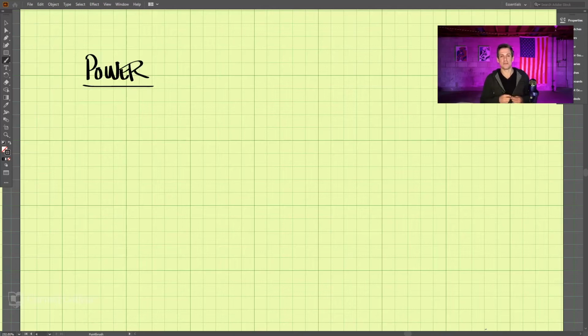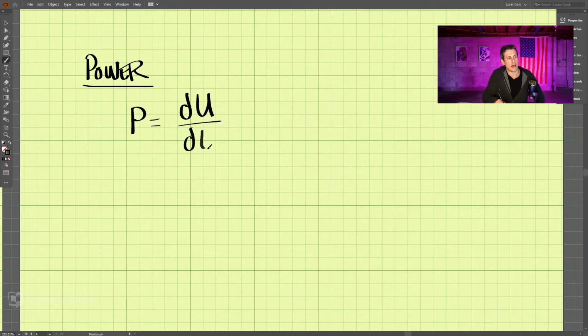Before we end this chapter, let's talk a little bit about power. Power is the time rate of doing work. So what does that mean? Well, if we have power, which we write as P, it is the derivative of work with respect to time.